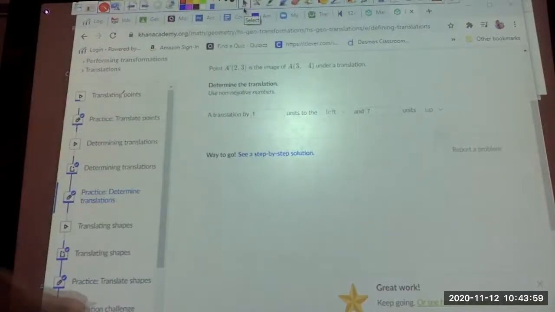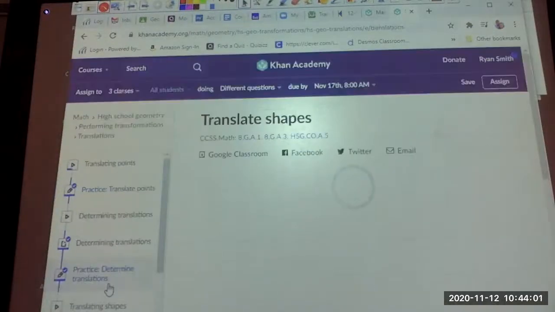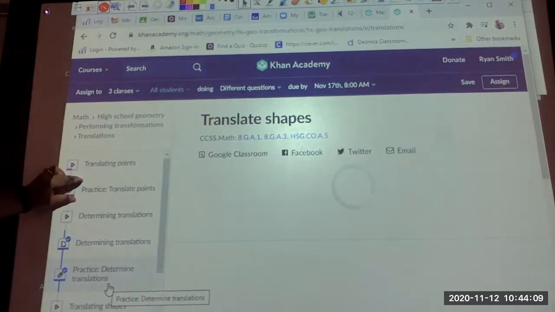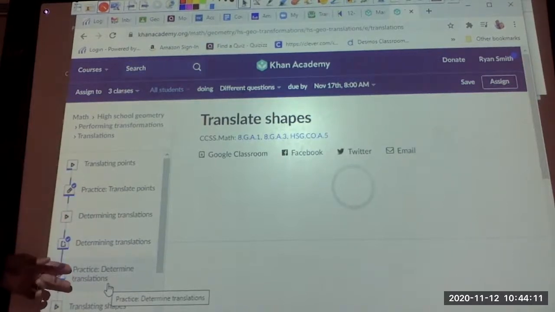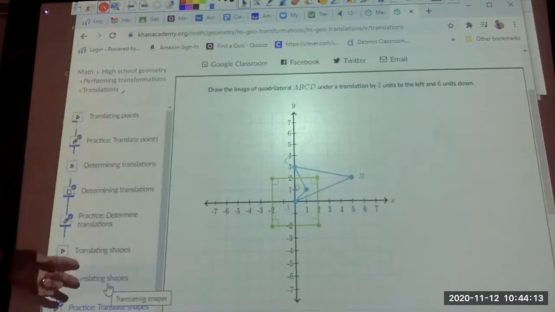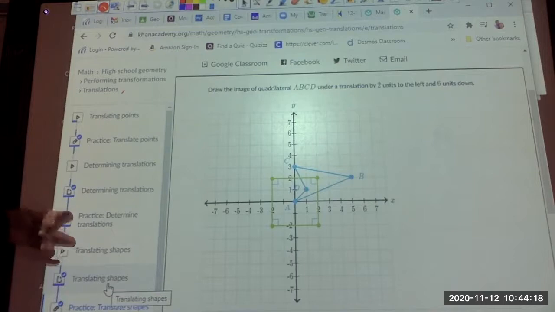All right, the last one. This is the one that people are having problems with. I think I know why. Translate shapes. So you got translate points. That's one Khan Academy assignment. They're in Google Classroom and assigned to Google Class and Khan Academy. Determine translations, and then this is the last one, translate shapes.